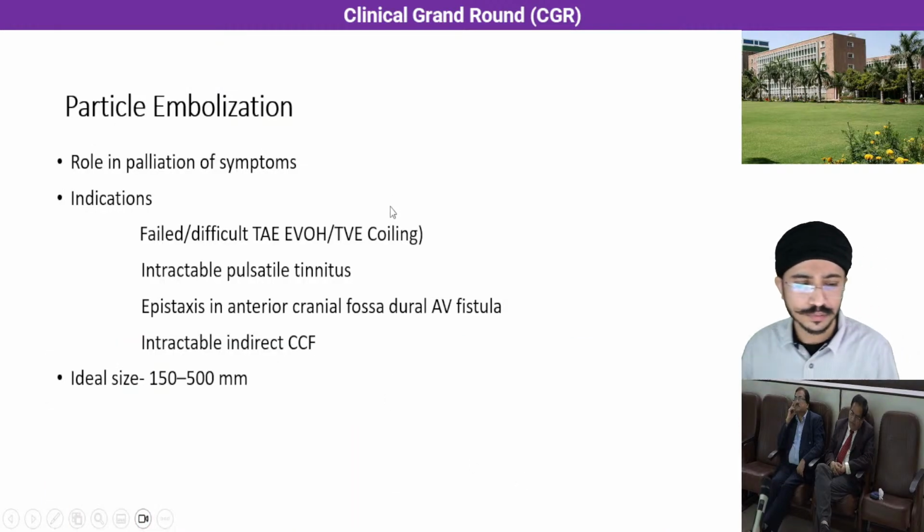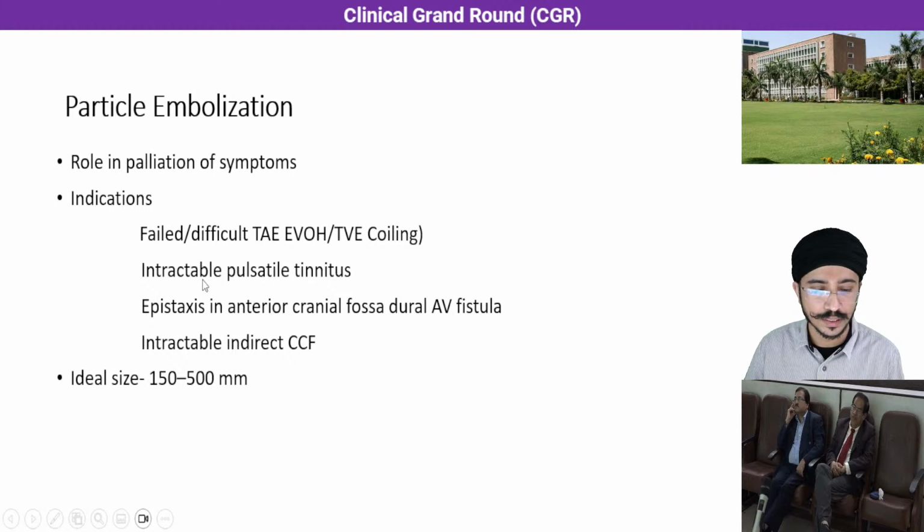Then a few lines about particle embolization. It has a role in palliation of symptoms and is indicated when there is difficult transarterial embolization or coiling, and in cases of intractable pulsatile tinnitus, or in cases of epistaxis in anterior cranial fossa dural AV fistula, or there is an intractable indirect CCF.